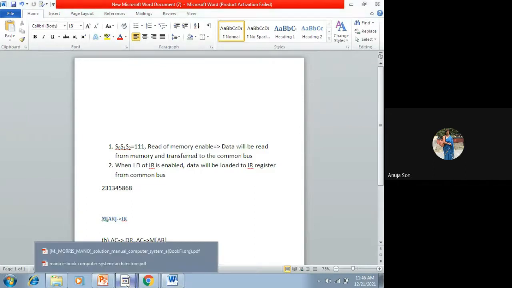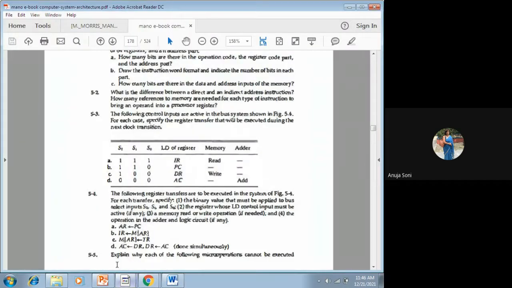And the next question is part D. You have to submit it to me in the form of an assignment. You have to upload it on Google Classroom. Next is S0, S1, S2. This value is all 0, 0, 0, which stands for the decimal value 0.